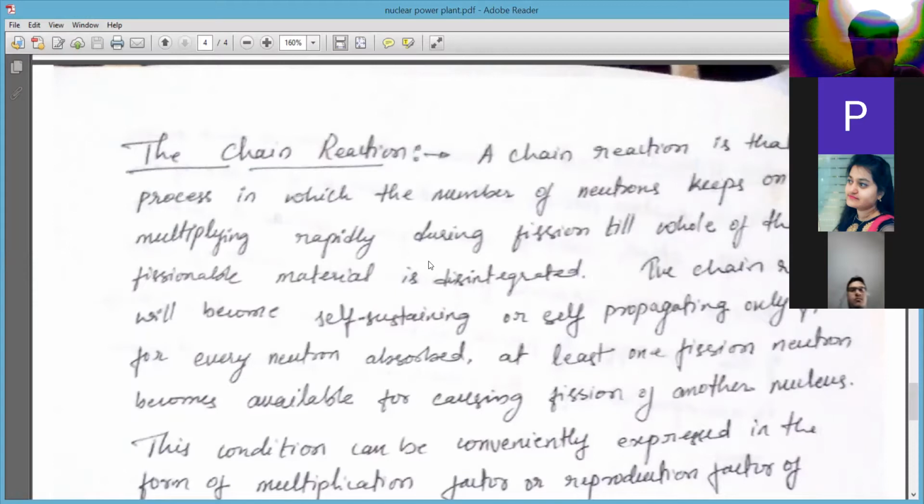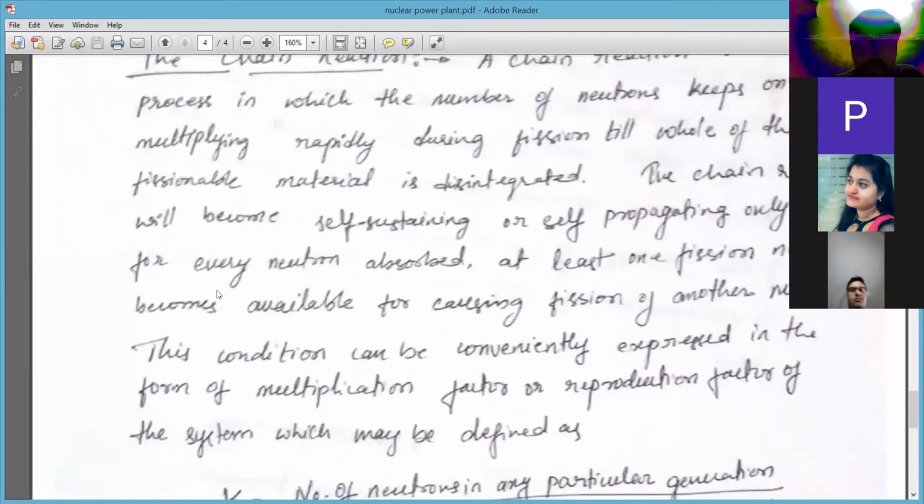The condition of chain reaction is that neutrons should be available. If neutrons are not available, then the chain reaction won't take place so rapidly. It continues as long as the fissionable material is available in the reactor core. The fissionable material is nothing but nuclear fuel, that is uranium-235 or plutonium-239 or some other fissionable material. So what is the condition of chain reaction here? Just see the diagram I'll show.